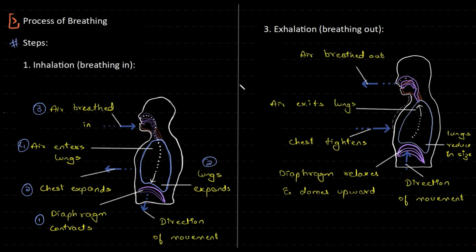Right? Now, when you exhale, what happens? The diaphragm relaxes, so it domes up. It's moving up, and the direction of the movement is inward. And the chest obviously collapses because the lungs reduce in size. Air exits the lungs, that is, we breathe out air.